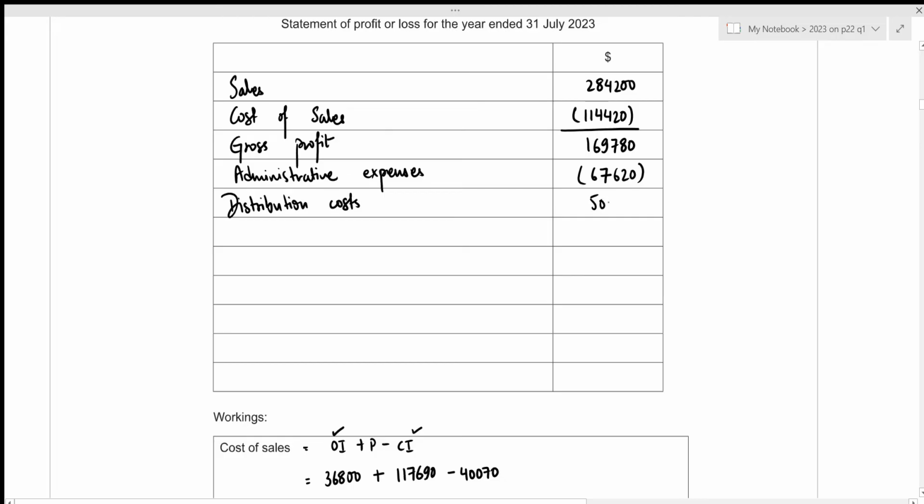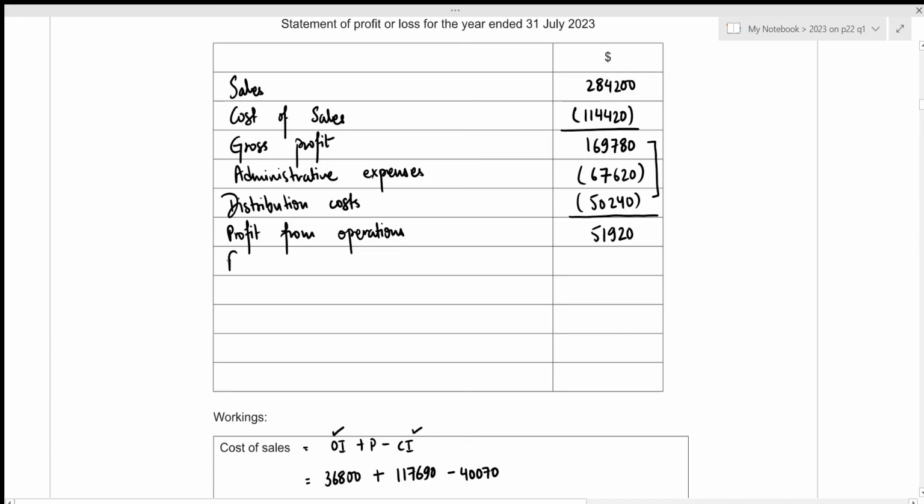That was 50,240. Now we need to subtract these overheads from our gross profit in order to get the profit from operations. So that's going to be 169,780 minus 67,620 minus 50,240, which results in our profit from operations to be 51,920.